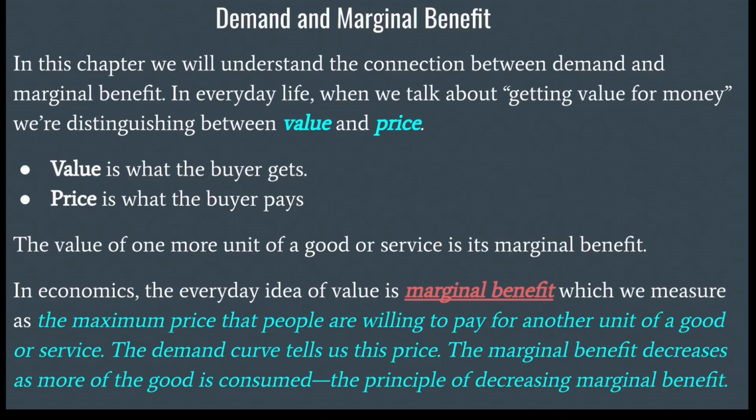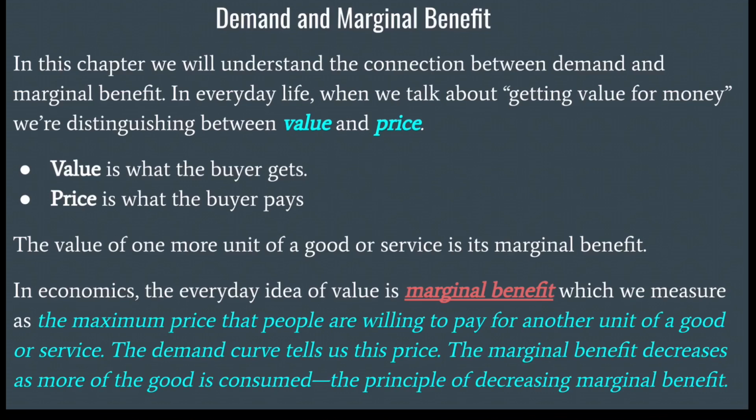In everyday life, when we talk about getting value for money, we distinguish between value and price. Value is what the buyer gets. Price is what the buyer pays. The value of one more unit of a good or service is its marginal benefit. In economics, the everyday idea of value is marginal benefit, which we measure as the maximum price that people are willing to pay for another unit of a good or service. The demand curve tells us this price.